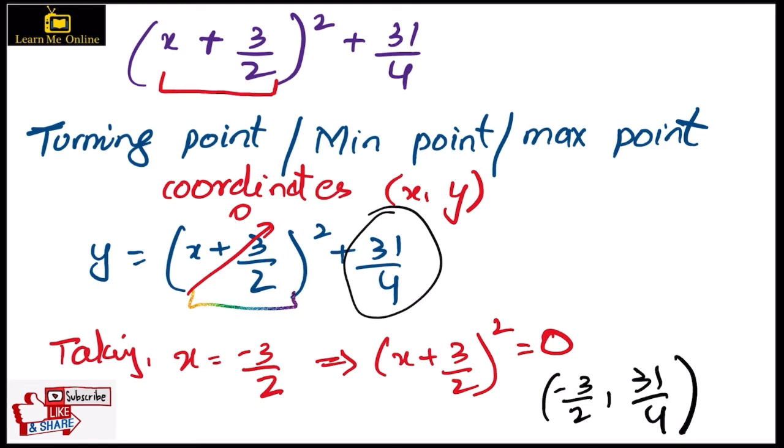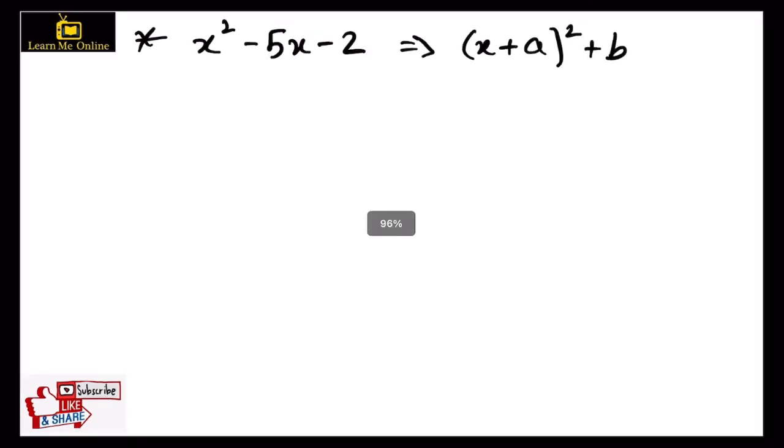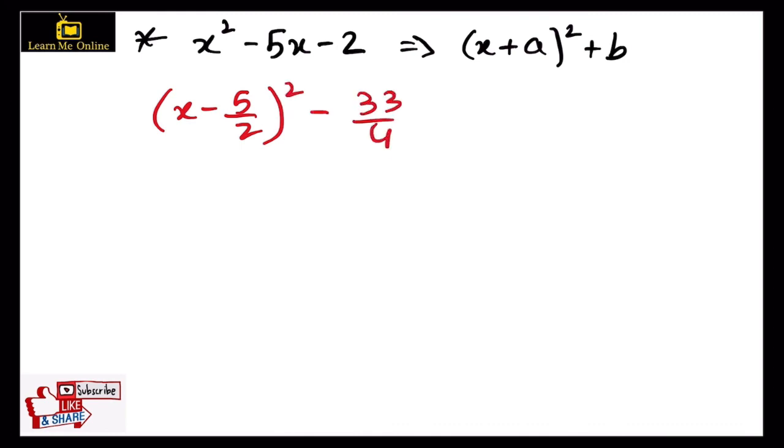I'm going to show you with one more example how to find the turning point coordinates. As we have done in the previous examples already, for example, if we have x squared minus 5x minus 2, this says to write this in the form of (x plus a) whole squared plus b. I'm not re-showing you again, you can rewrite this as (x minus 5 over 2) squared minus 33 over 4. So this is what we have in this form.